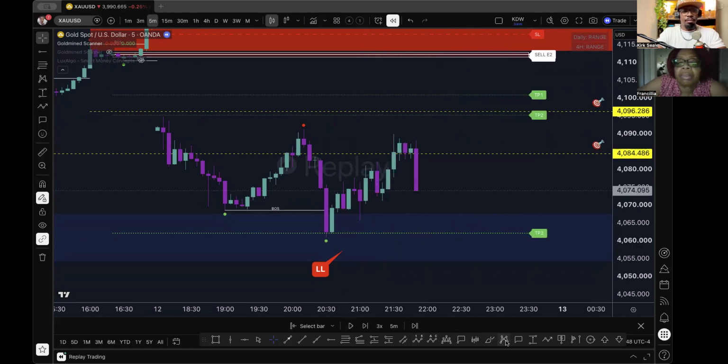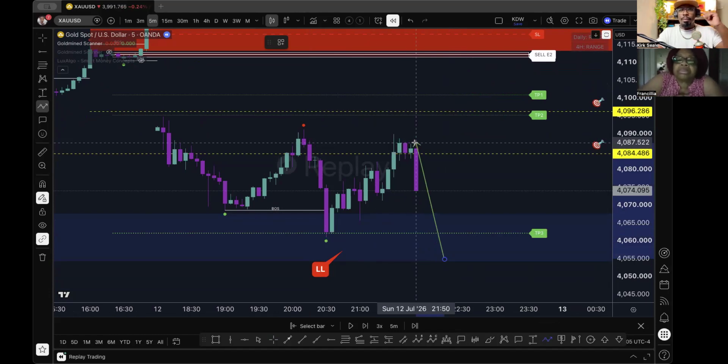Based on this entry here, take profit one already hit for the buy. Take profit one came from here. Sorry, the trade went from here, and we got take profit one for the buy. Remember, our bias is still sells because it's short term.